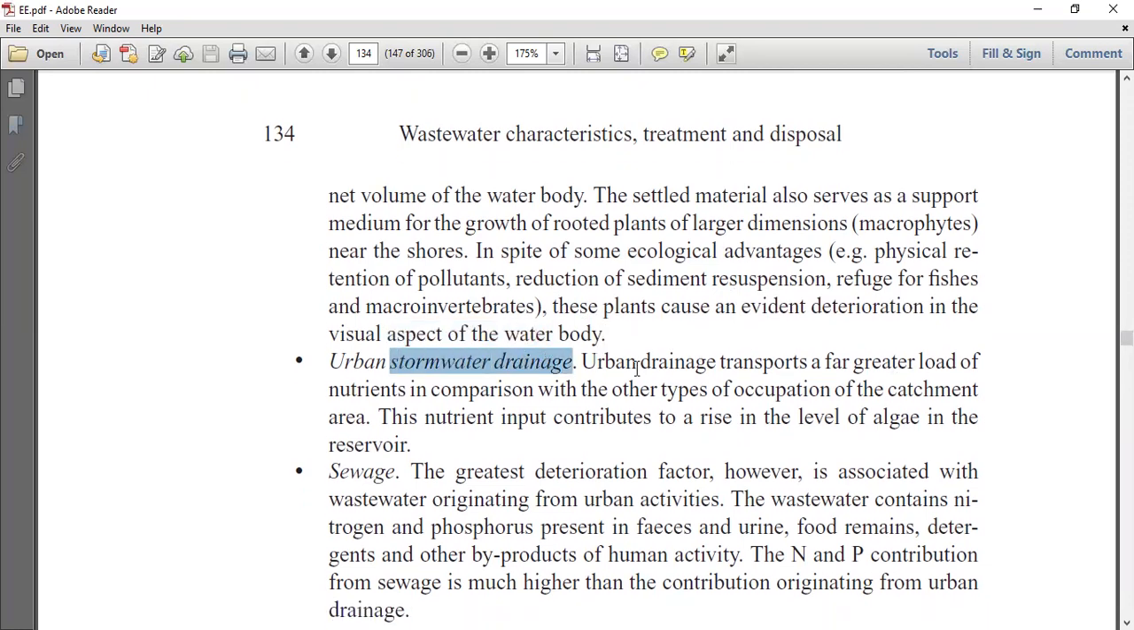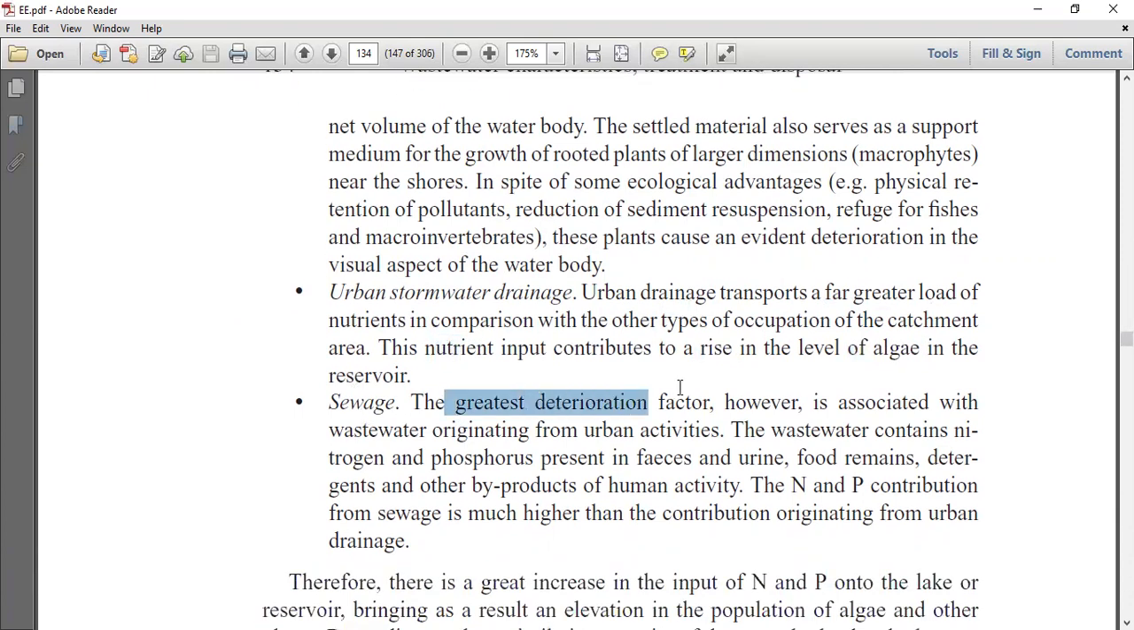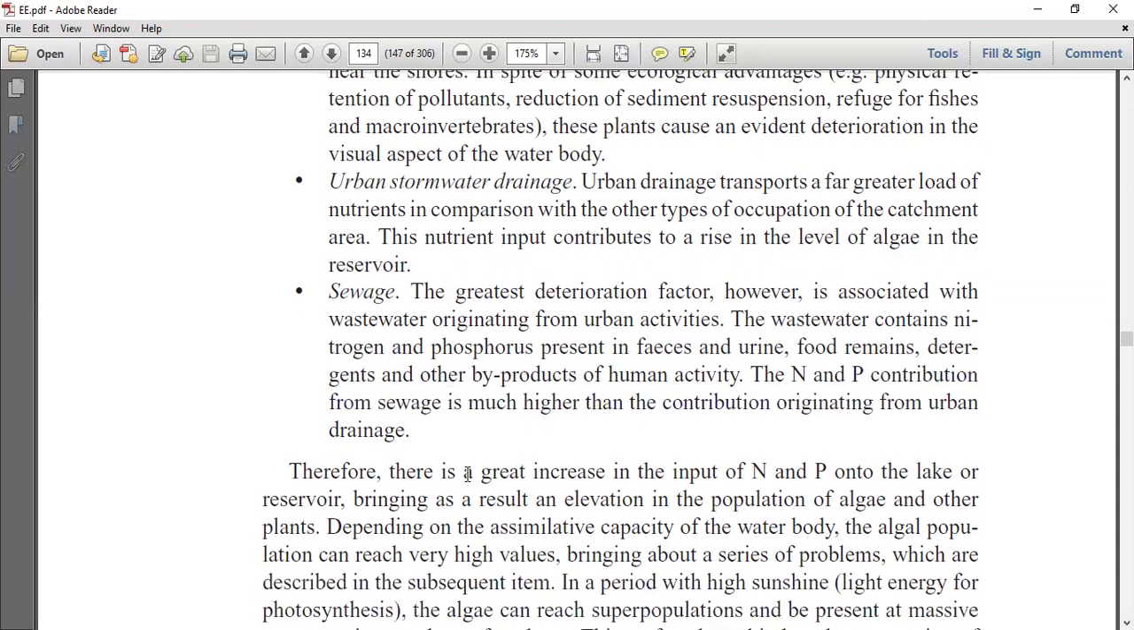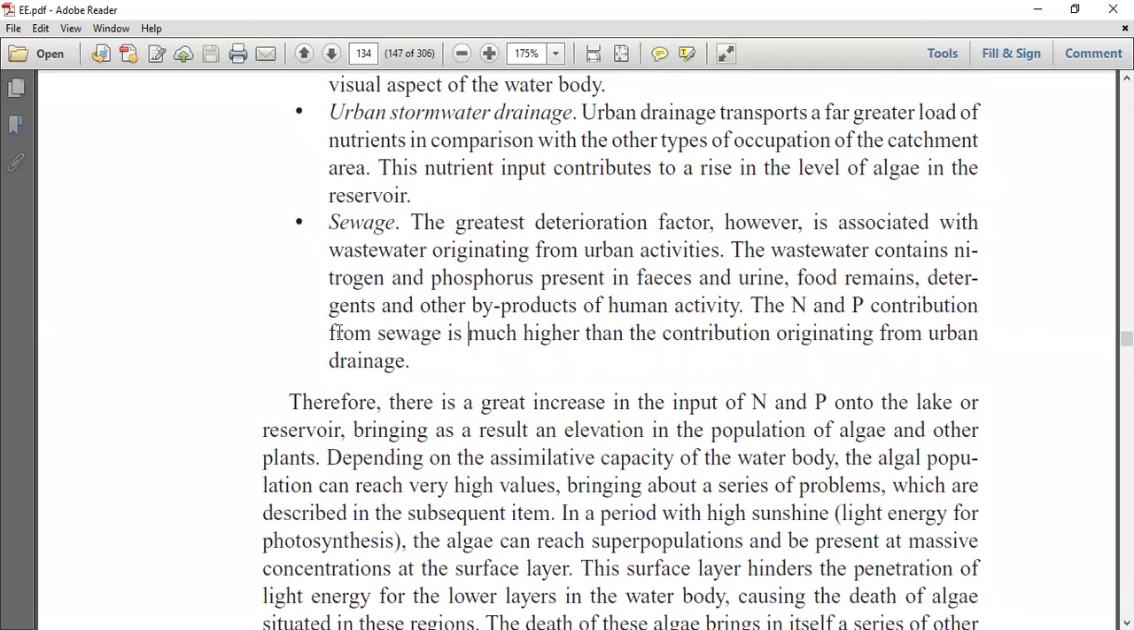Urban stormwater drainage. Urban drainage transports a far greater load of nutrients in comparison with the other types of occupation of the catchment area. This nutrient import contributes to a rise in the level of algae in the reservoir. Sewage. The greatest deterioration factor, however, is associated with the wastewater originating from urban activity. The wastewater contains nitrogen and phosphorus present in the feces and the urine, food remains, detergents, and other byproducts of human activity. The N and P contribution from the sewage is much higher than the contribution originating from the urban drainage.